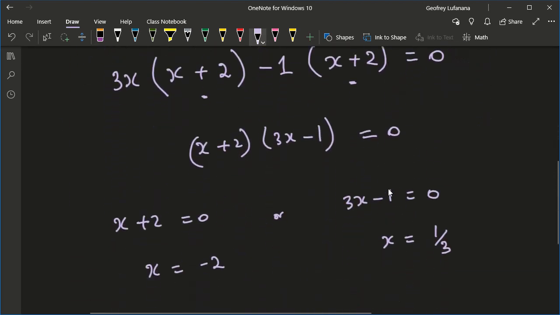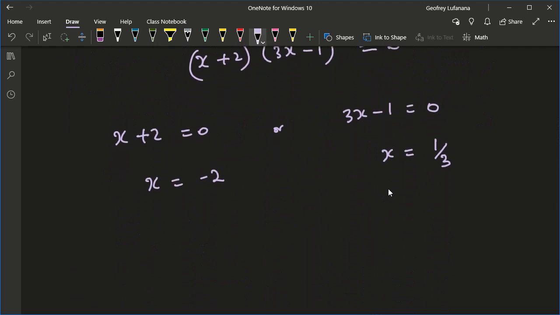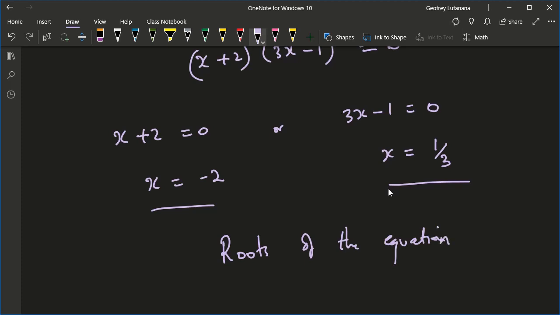Now, something to note, the solutions to this equation are also called the roots of the equation. We are going to expound more about roots of the equation when we are solving a quadratic equation by the graphical method.